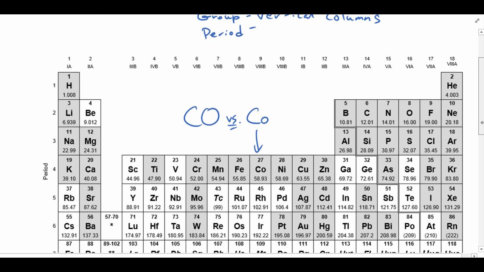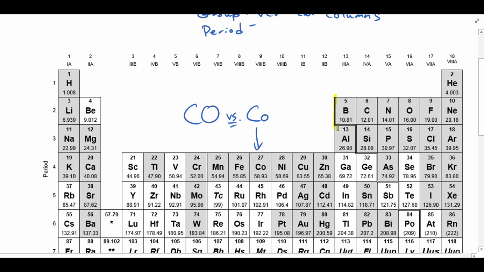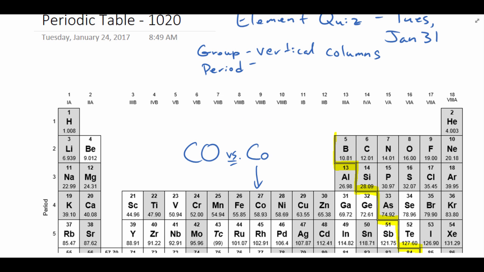Now, some of the features of this periodic table. You notice there is a staircase. Anybody know what that staircase does? It divides the metals and nonmetals. Where do we find the metals? Metals are on the left side. So that staircase divides metals and nonmetals. On the left-hand side of the staircase, we find the metals. On the right-hand side, we find the nonmetals. I'm going to put these in blue here: metals over here, nonmetals over here.